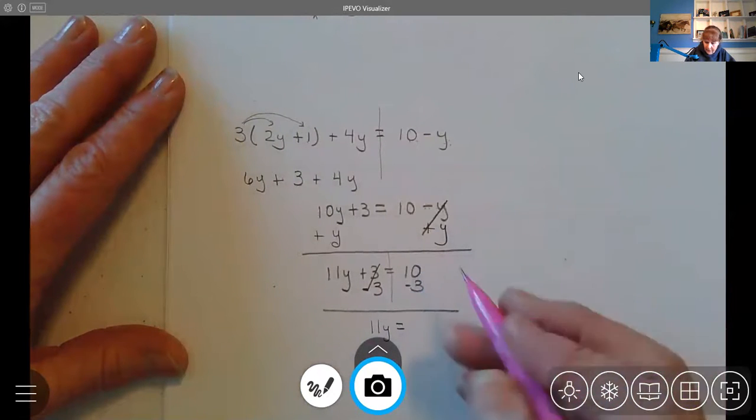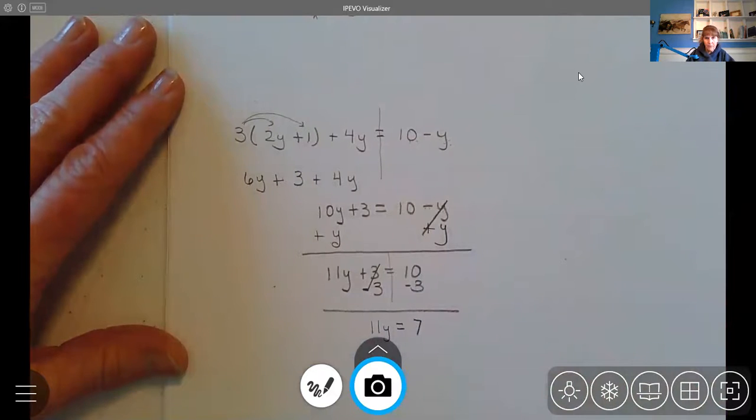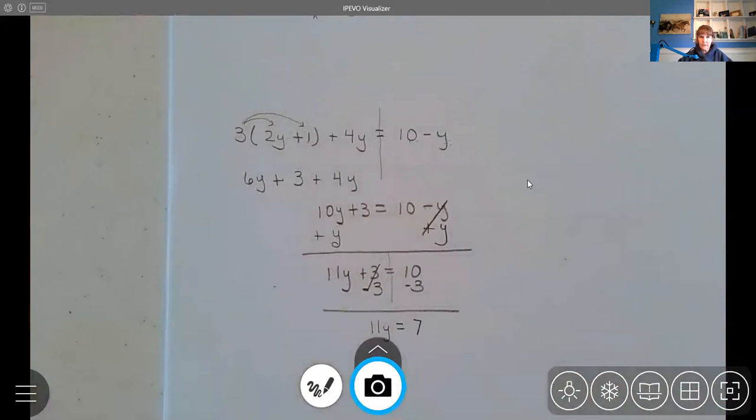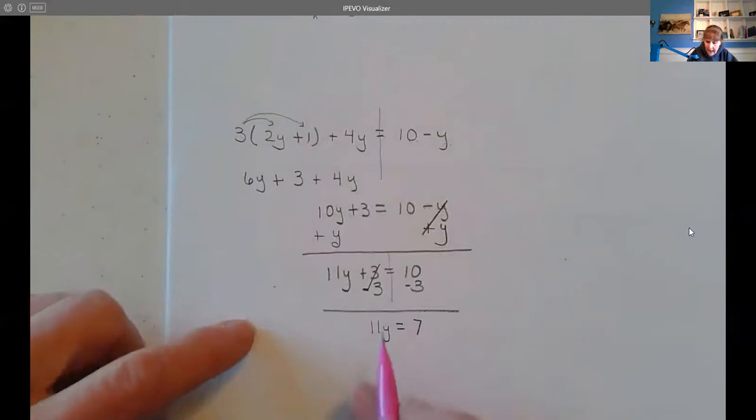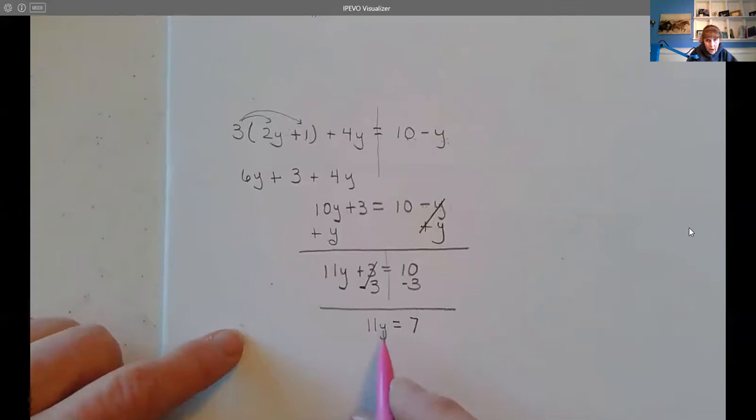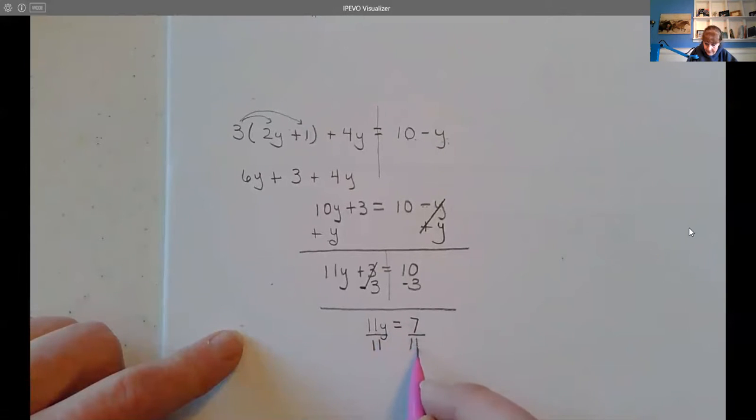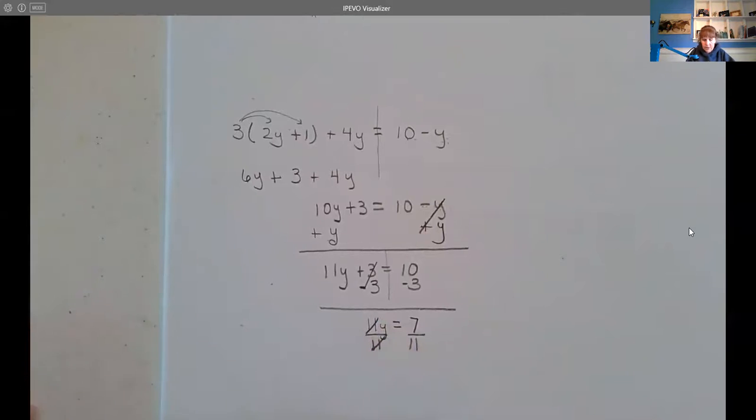10 and a negative 3 is 7. Oh, let me get rid of that. Sorry. There. Now, to get the y by itself, I'll divide by 11. It does create a fraction for an answer, and all you need to do is ask yourself, can that fraction be reduced? And if not, then that's your answer, 7/11.